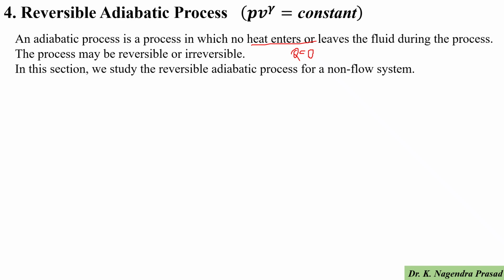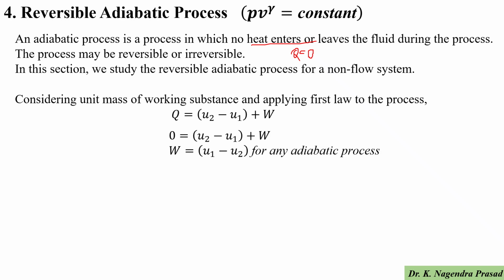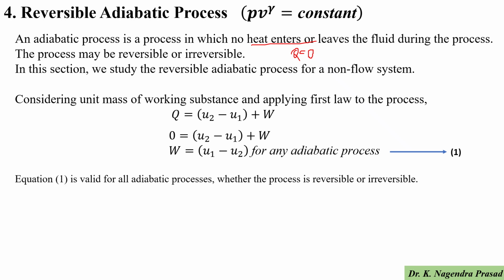for a non-flow system. Now apply the first law of thermodynamics to the process. Based on the first law of thermodynamics, Q equal to U2 minus U1 plus W. In the adiabatic process Q equal to 0, then 0 equal to U2 minus U1 plus W, and W equal to U1 minus U2 for any adiabatic process. Let's consider this as equation 1. Equation 1 is valid for all adiabatic processes, whether the process is reversible or irreversible.